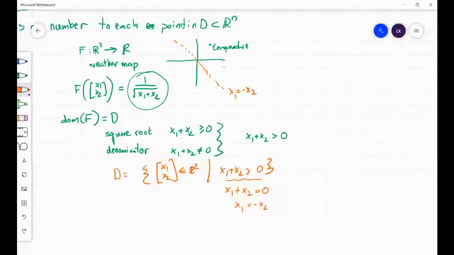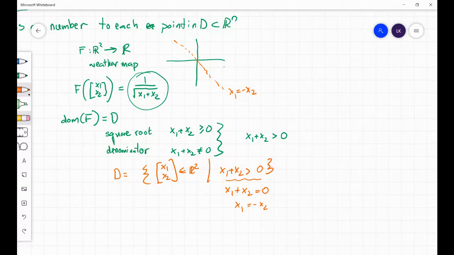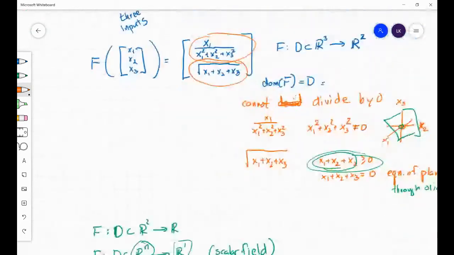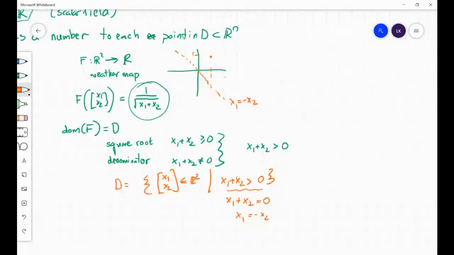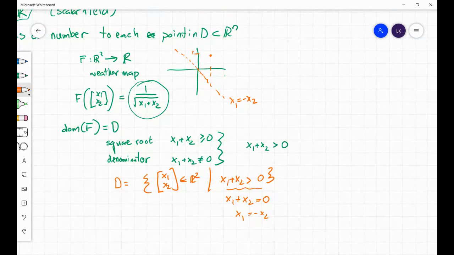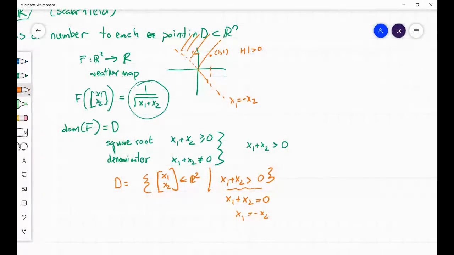And then we're looking for all the places where the expression x1 plus x2 evaluates to a positive quantity. So if you choose a test point like 1, 1, then, oh, sorry about that. Slip of the mouse or something. Okay, like the point 1, 1, that would satisfy the inequality x1 plus x2 is greater than 0. So it's everything above that line.